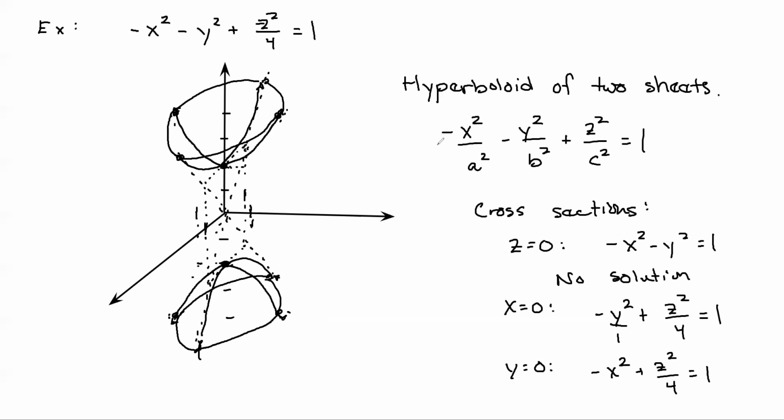If we swapped these and x were positive and z were negative, then it would open around the x. You'd have bowls facing forward and back. And if we had the y be positive, we'd have bowls opening to the right and left.